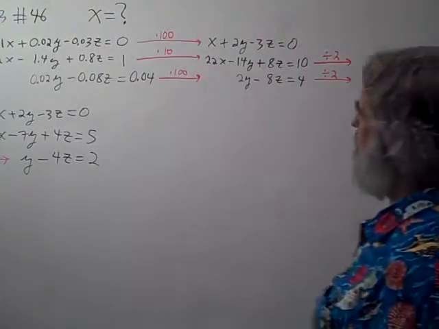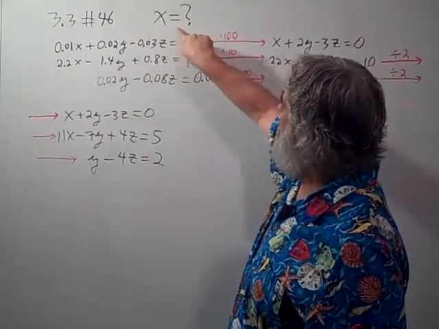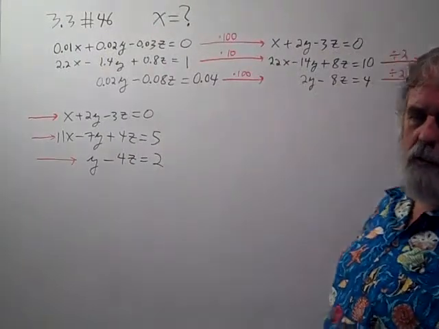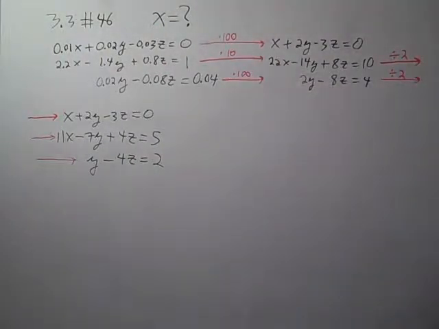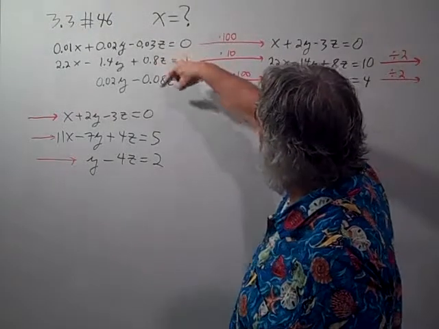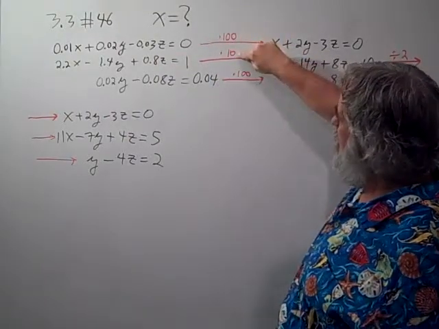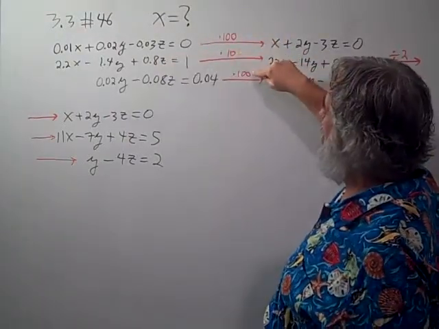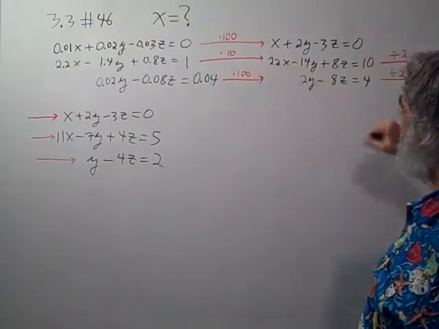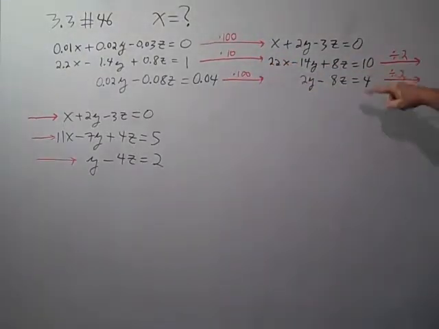Okay, we're going to solve this linear system, but we only want to find x. They only asked us what x was, so we don't have to find y and z also. Well, to begin with, I would want to get rid of these decimals by multiplying the top equation times 100, the middle equation times 10, and the third equation times 100. And that gets rid of all the decimals.